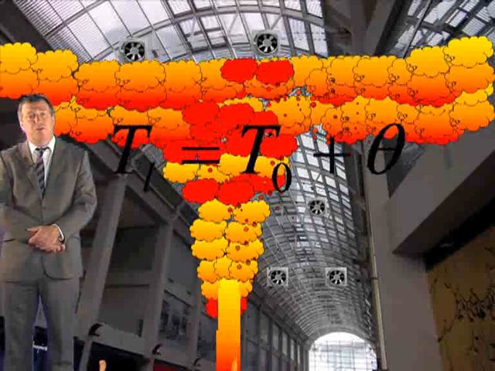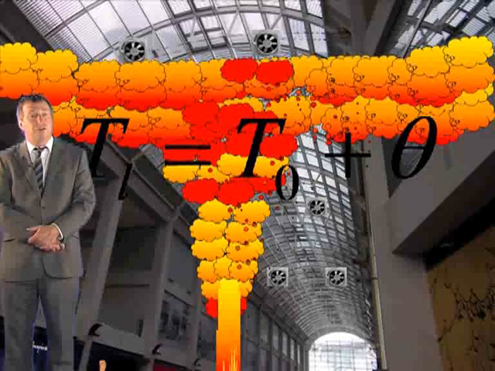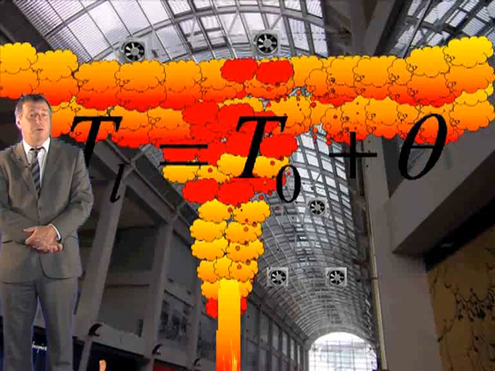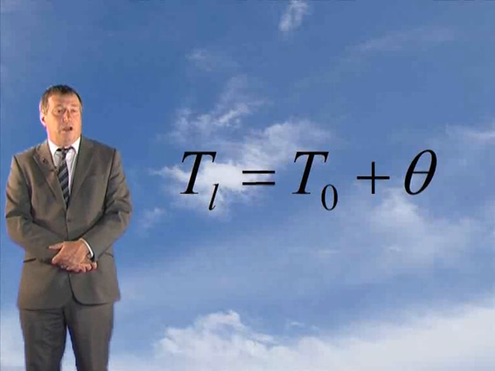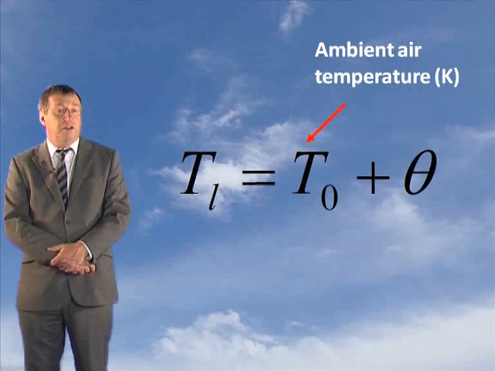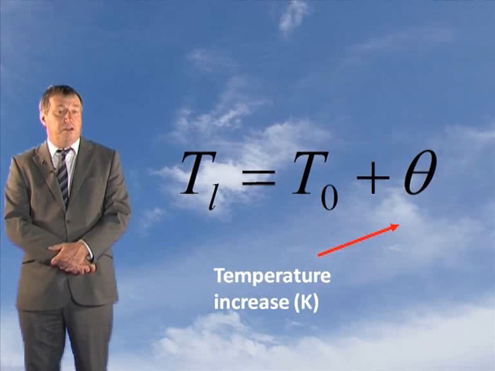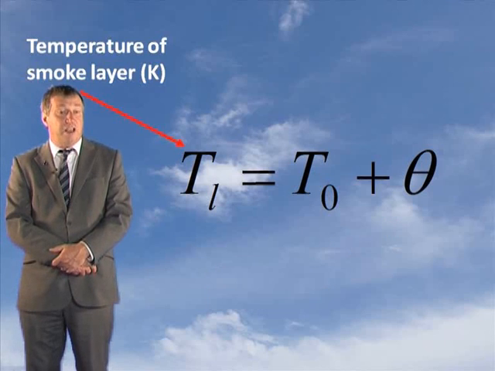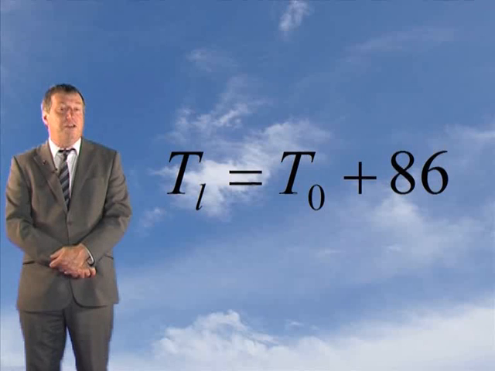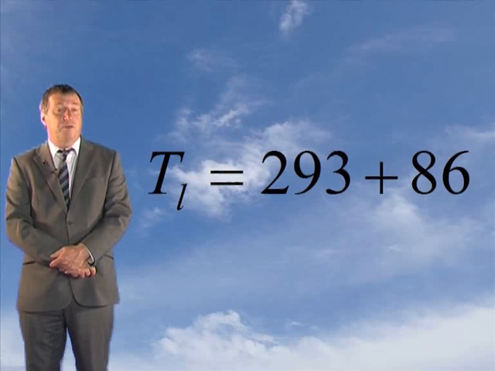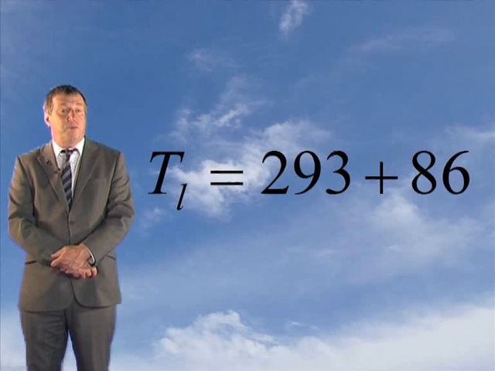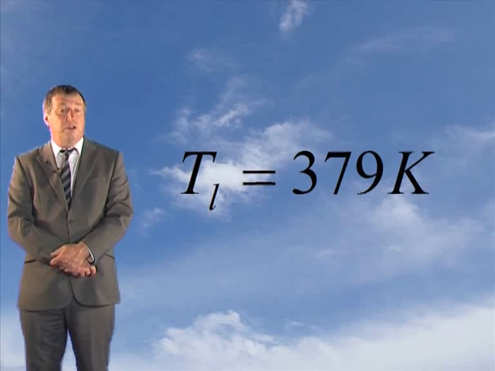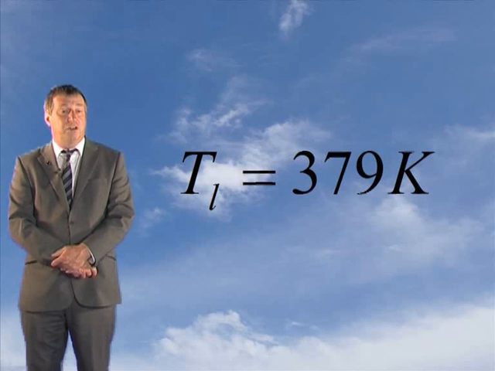Having calculated the average temperature rise in the smoke layer, we can add on the temperature of ambient air to give us the actual average temperature of the smoke layer, and this is the equation we use. In this equation, T0 is the temperature of ambient air, and theta, as we've seen, is the average temperature rise within the smoke layer. TL is the average absolute temperature of the smoke layer. So if we have a temperature rise theta of 86 Kelvin and we take ambient air temperature to be 20 degrees C, which is equal to 293 Kelvin, the average temperature of the smoke layer will be 86 plus 293, which equals 379 Kelvin.